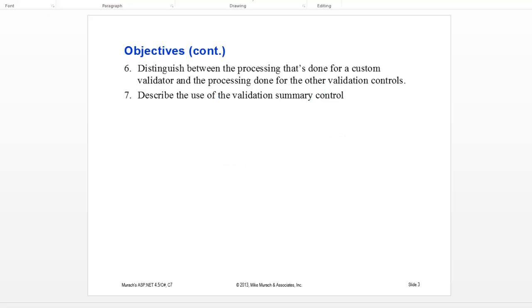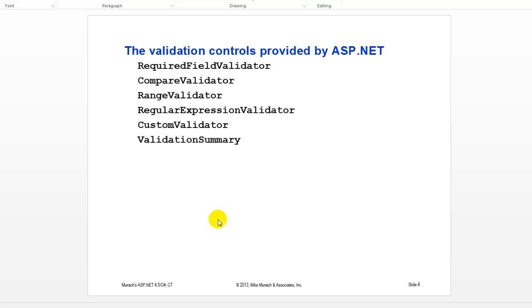All right, the validation controls that are provided by ASP.NET are the required field validator. We've seen that before. We also saw the range validator earlier. The others are compare validator, regular expression validator, custom validator, and then this really cool control called the validation summary.